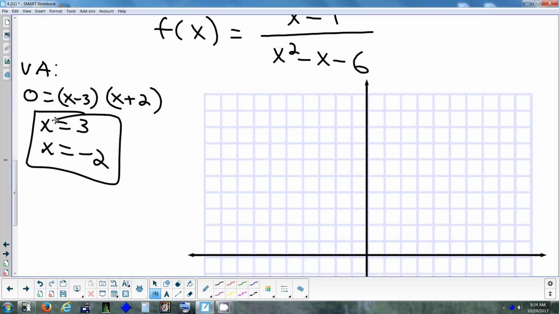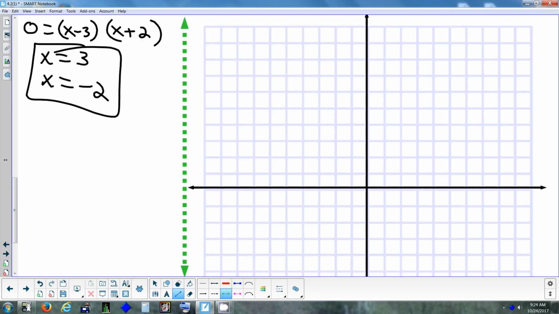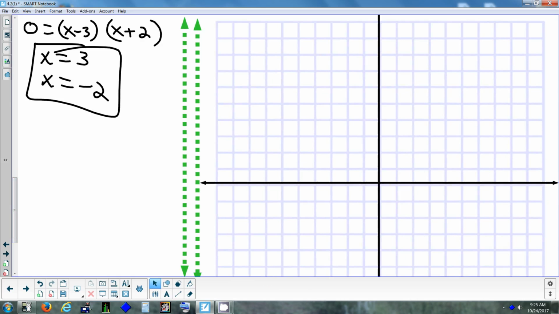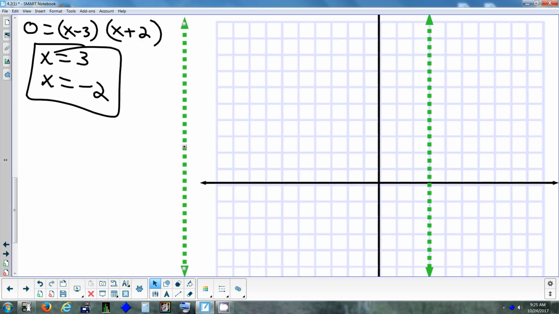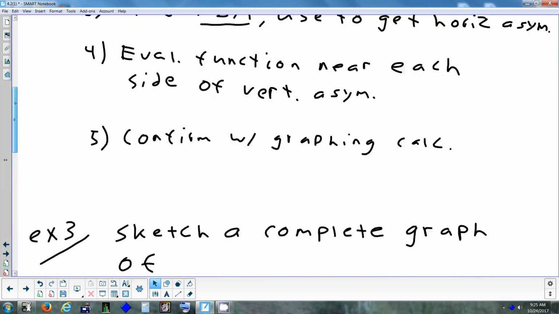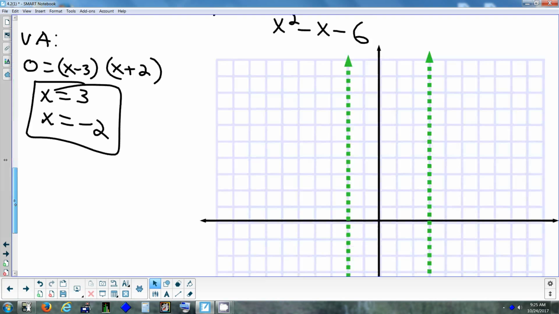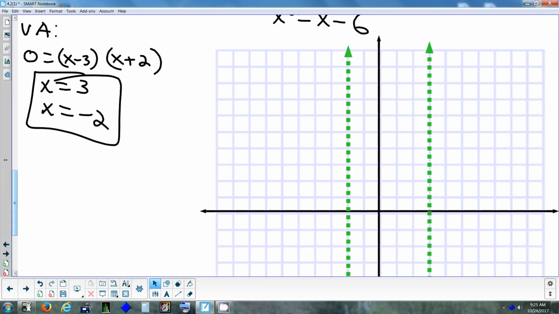Okay, so I like to sketch those first. So I'm going to put an asymptote at 3. And I'll put another one at negative 2. All right, so there's 3 and negative 2. All right, so I've got the vertical asymptotes. Let's do the horizontal. We're going to find the end behavior model, and that'll lead us to the horizontals.